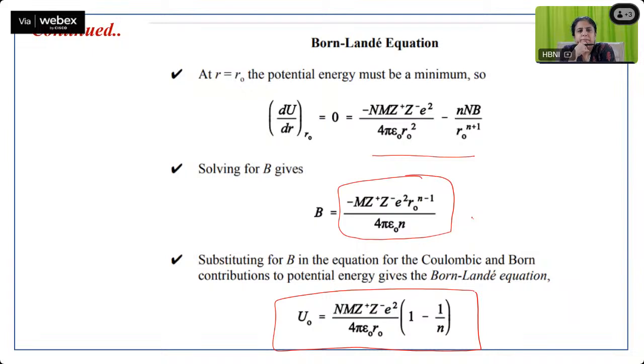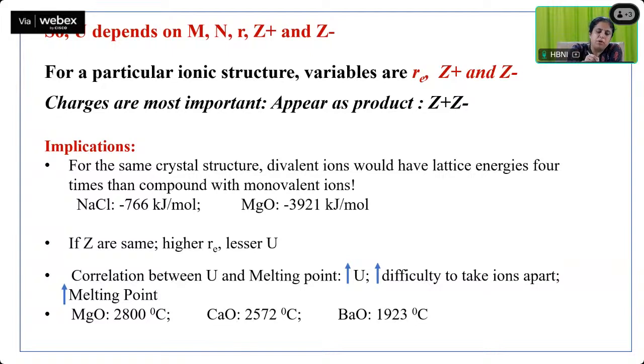Now you look at it and see what all are constant and what exactly your lattice energy will depend upon. Your lattice energy will depend upon M, that is the crystal structure. It will depend upon Z plus and Z minus, that is the charge of the ions. E is constant, it is the electronic charge. 4, pi and epsilon naught are constant. It will depend upon R naught, and N is also the Born exponent, it is constant. So U depends upon M.